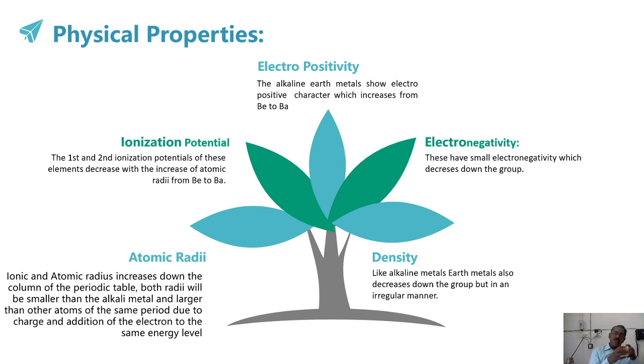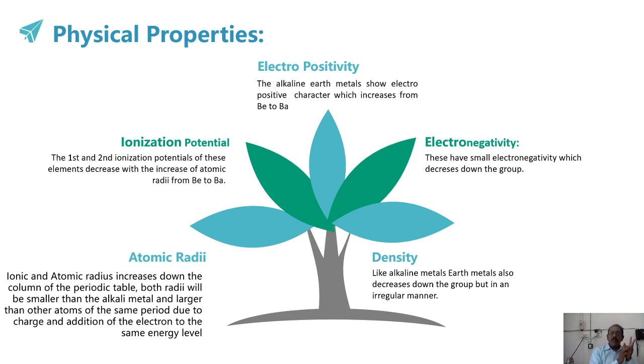If the atomic radius increases, then the ionic radius also increases; both increase down the group. Then ionization potential. As we have discussed earlier, do you remember what we mean by ionization potential? It is the energy required to remove the electron present in the outermost shell of an isolated atom.